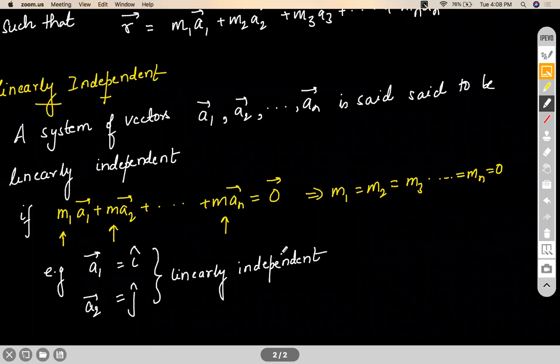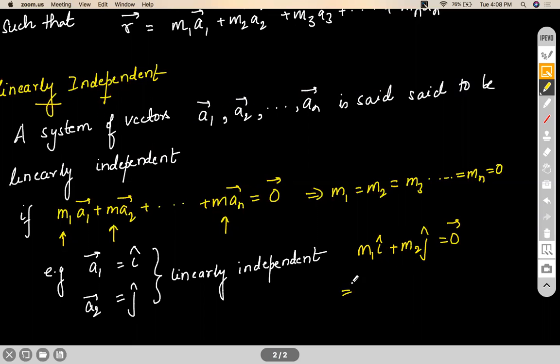Now, let me explain this in very simple language. What it tries to say is that if you make a linear combination of these two vectors, let's say I take M1 I, M2 J and equate it to a null vector, this can only happen when M1 is equal to 0 and M2 equal to 0.